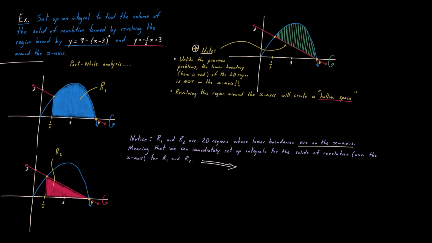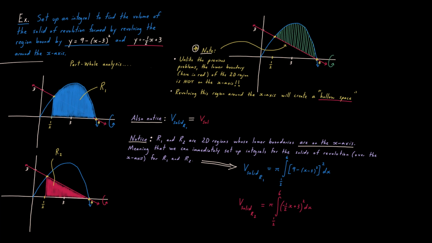So let's see, that first one, R1: the radius of each cylinder is going to be the function value of the parabola. So I square that function value, 9 minus (x minus 3) squared, the entire thing squared. Likewise, if I revolve that 2D region in red, the radii are going to be the function values of the line. So I square those values and put them in the integral. Now I'm integrating from 1/2 to 6. And if I subtract, V solid R1 minus V solid R2, I get what I'm trying to find.